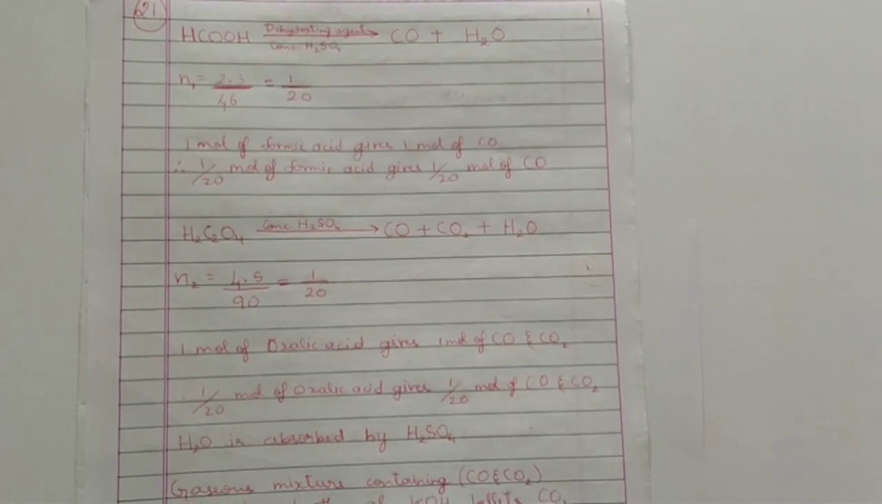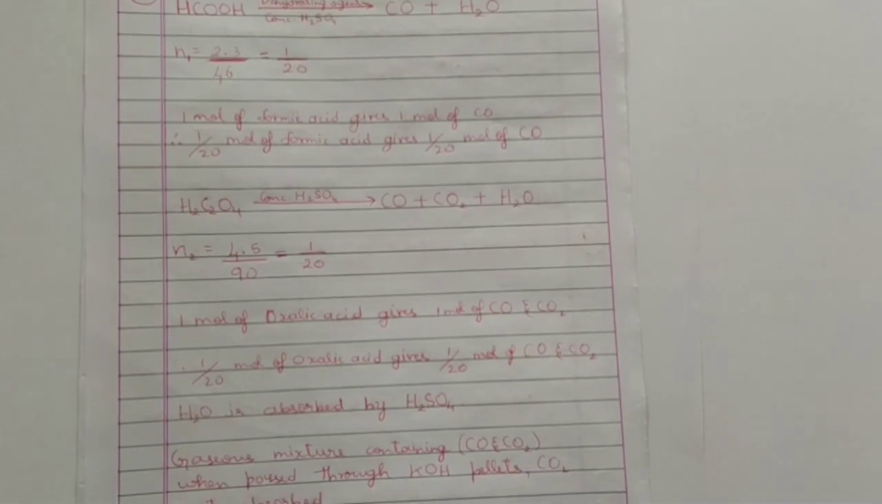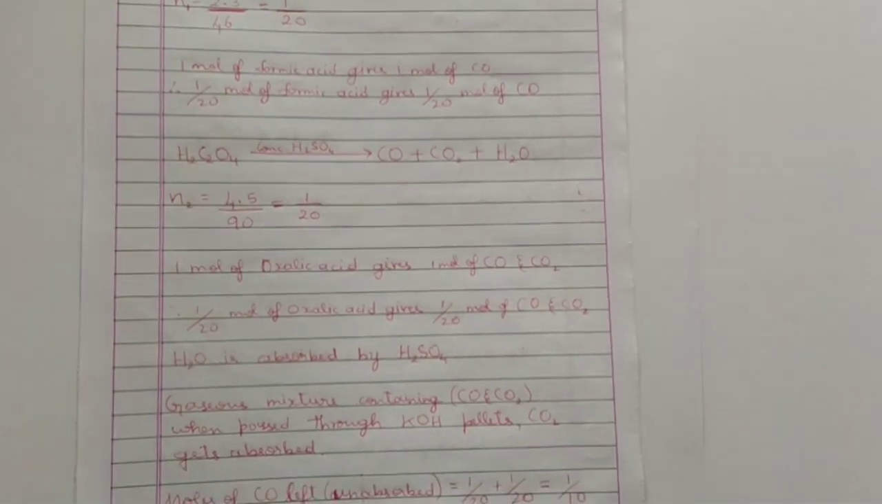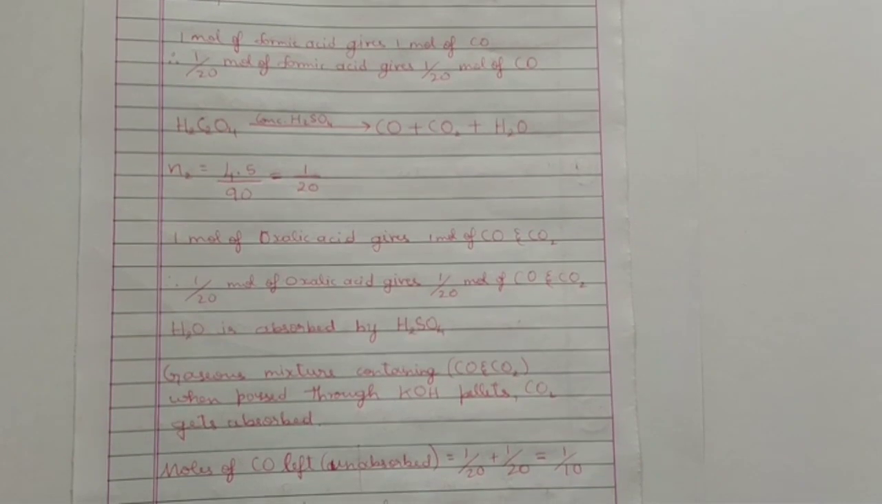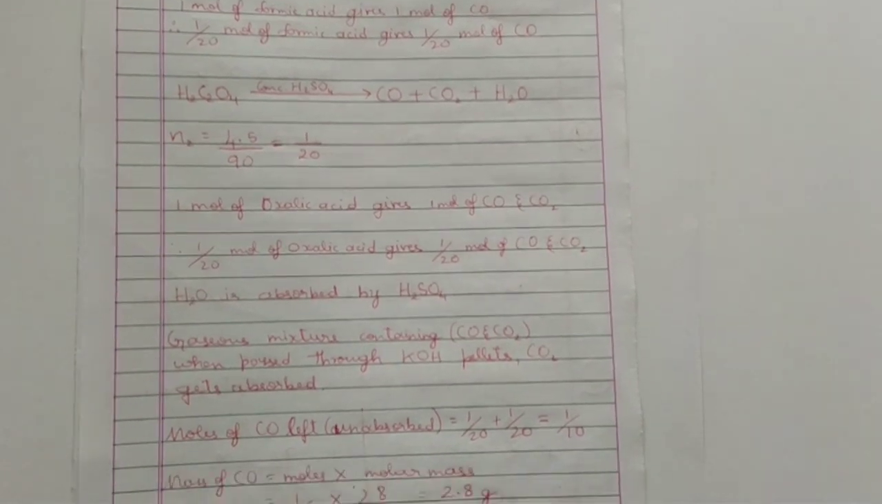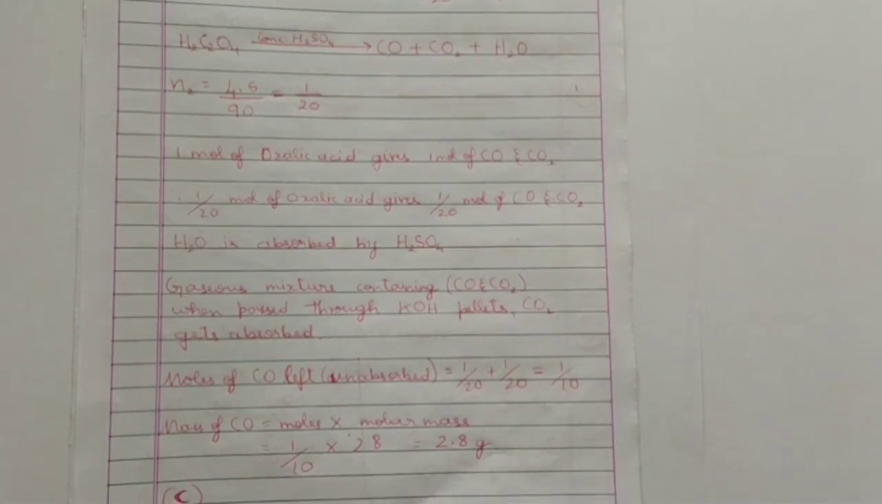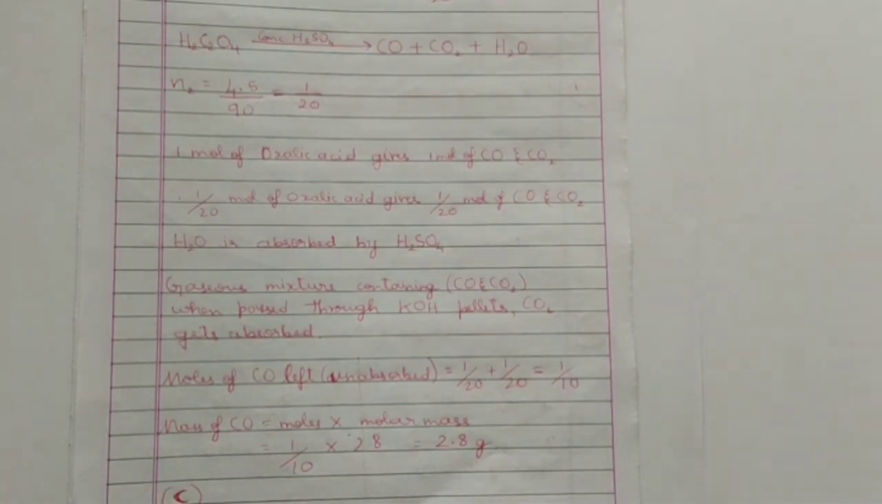Moles of oxalic acid is equal to given mass 4.5 by molar mass 90, which is equal to 1 by 20. 1 mole of oxalic acid gives 1 mole of CO and CO2. Therefore, 1 by 20 mole of oxalic acid gives 1 by 20 mole of CO and CO2. H2O is absorbed by H2SO4. Gaseous mixture containing carbon monoxide and carbon dioxide, when passed through KOH pellets, CO2 gets absorbed. So therefore, moles of carbon monoxide left unabsorbed is equal to 1 by 20 plus 1 by 20, which is equal to 1 by 10.